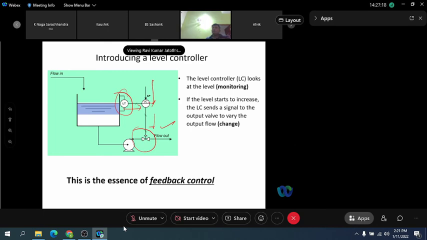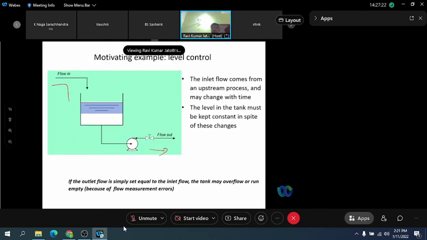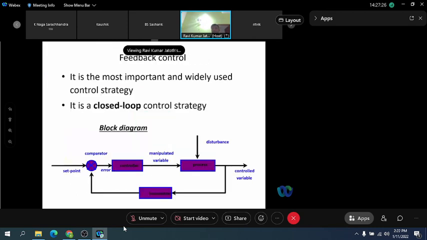So open loop systems and closed loop systems. This is an open loop system, and this is a closed loop system. The real-time systems and the control systems which we are going to consider are closed loop systems.